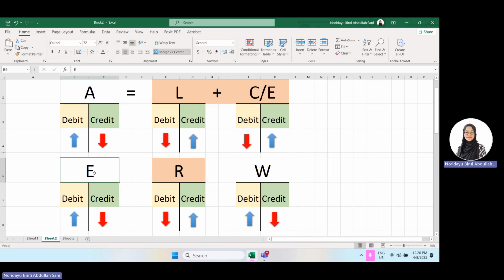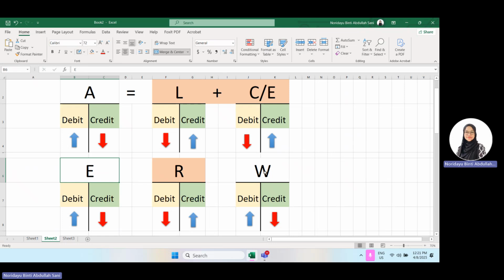So my expenses, which will increase the tendency of loss, will reduce my capital, right? When you have loss, your capital will be reduced. So expenses should be increased on debit. You see it is the other way around, right? Because these two are related. Okay, so that's double entry for revenue and expenses.